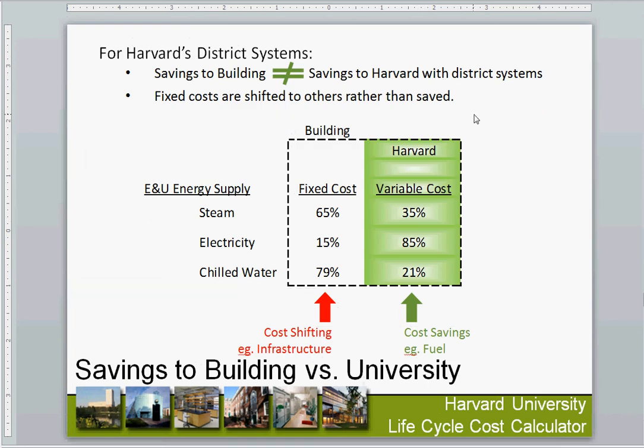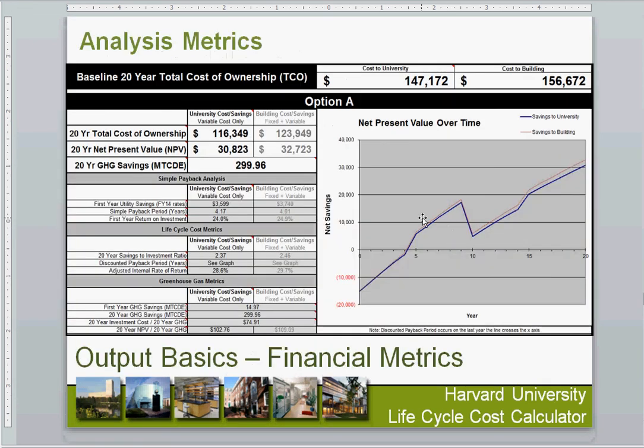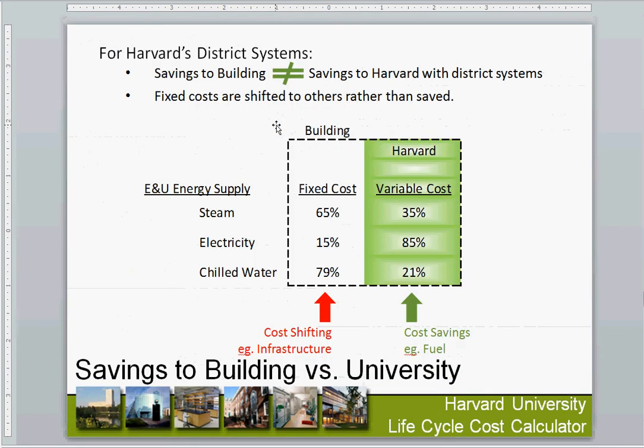I think it's time we get an understanding of why we have a difference between savings to building and savings to university. So you'll see we have two columns. This is the university costs and savings, and then we have the building costs and savings. The difference between these two is the way Harvard's district systems work, and this applies only to Harvard's district systems: our Cambridge Steam, our Cambridge District Electricity, and our Cambridge Chilled Water. Not the Longwood campuses, because those are third-party providers. So it's just those three Cambridge systems.